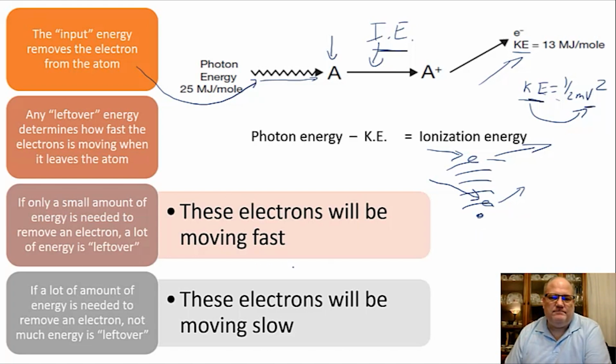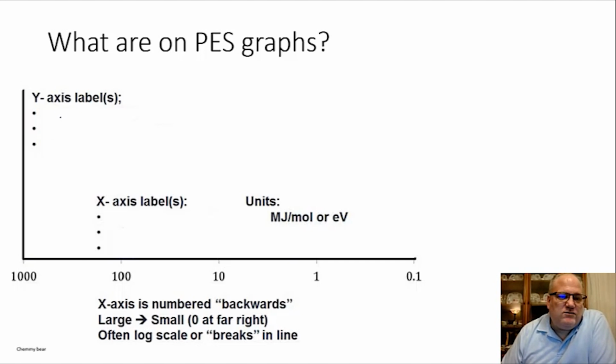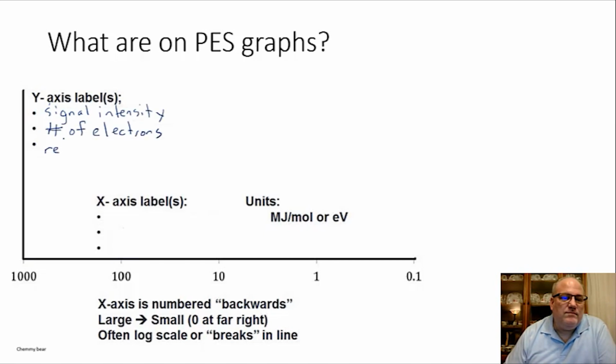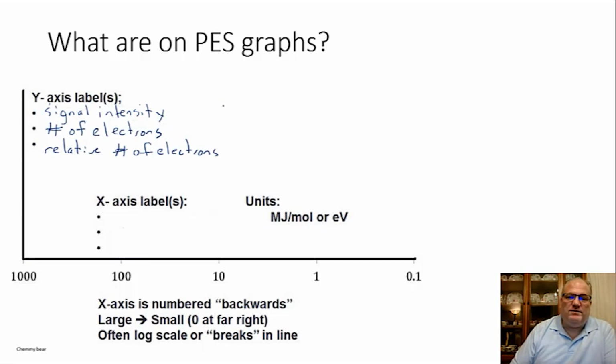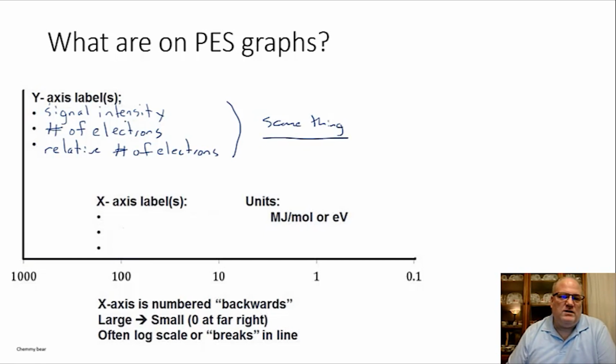Now, one of the things that troubles students often is that whenever we're dealing with graphs, they use different labels for different parts of the graph, and that can confuse us. So I'm going to put all the different possible ways they can write on each axis, and they all mean the same thing. Let's jot these down together. All of these, signal intensity, number of electrons, relative number of electrons, are the same thing. And essentially, when we see them in a graph, don't get confused, they all mean the same thing.